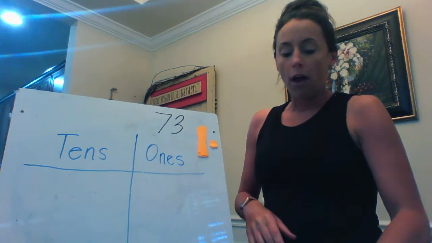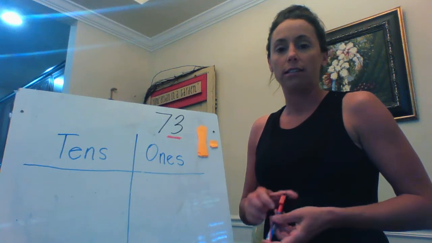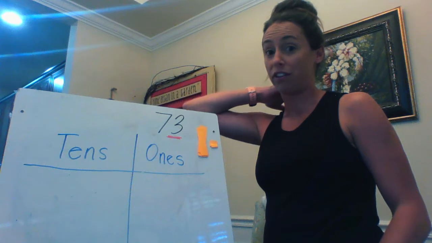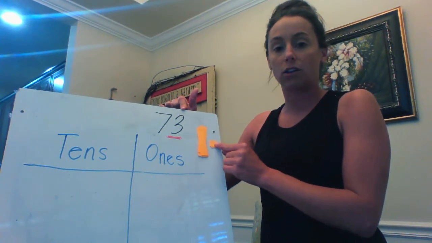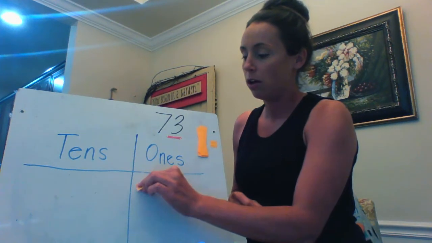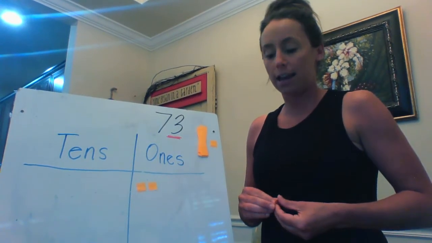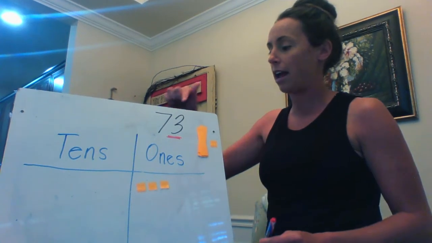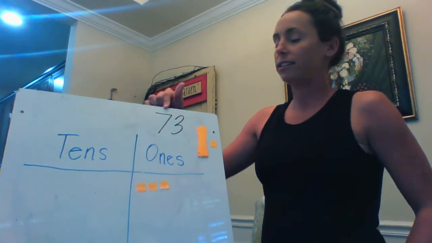73. Let's look. What place is the 3 in the number 73? Is it in the ones place or the tens place? Because that's going to change the value of the number if you put it in the wrong spot. Okay, if you have 3 ones, that is correct. 3 is in the ones place. So let me build my 3 ones here. 1, 2, and 3. All right, very nice. I have 3 ones. Did you get 3 ones? I hope so.